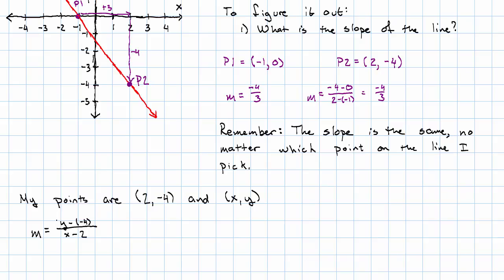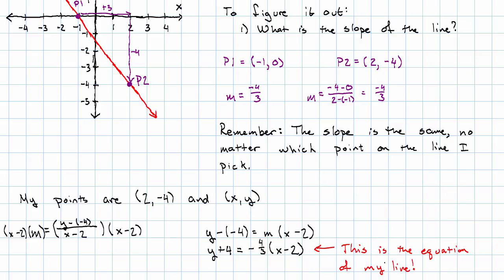2. I'm going to take this equation and multiply it by x minus 2 on both sides, and I get y minus negative 4 equals the slope times x minus 2. In other words, y plus 4 equals, I already know the slope, negative 4 thirds times x minus 2. Check this out. This is the equation of my line.